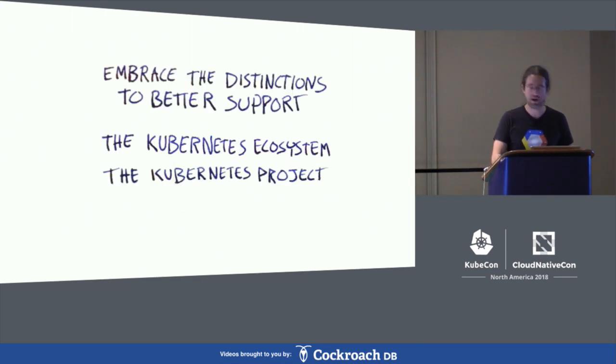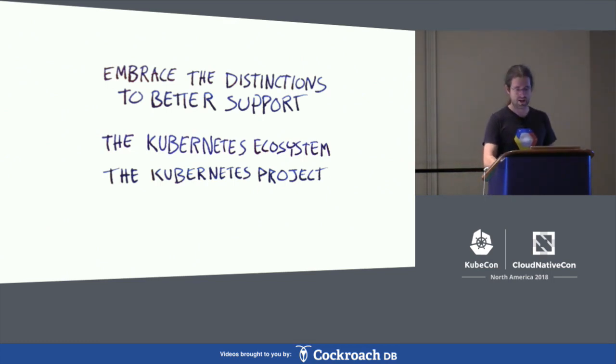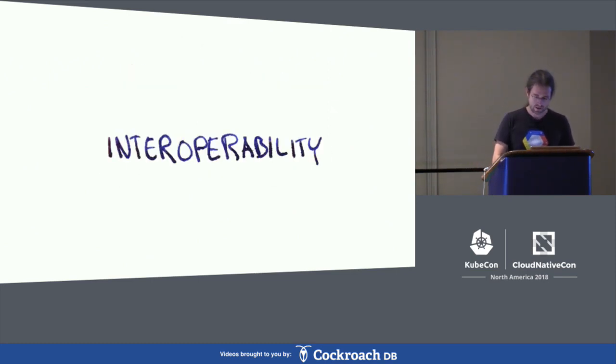So, I think our goal as a project: we've got two groups of people that we want to support, the Kubernetes ecosystem and the Kubernetes project. And I really want to argue that these are actually the same group of people, or that at least we can work in a way that makes improvements for both groups at the same time. So when I think of the ecosystem in particular, I think interoperability is the primary thing that you need for an ecosystem. Because if your components can't talk to each other, you don't really have an ecosystem. You have a bunch of islands.